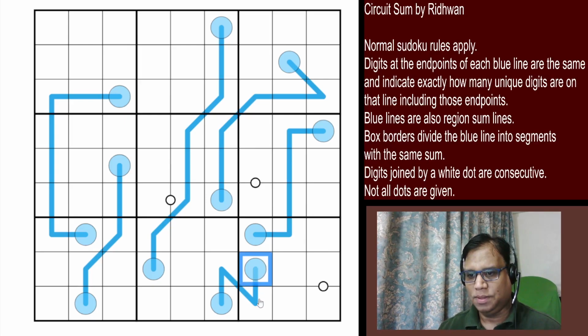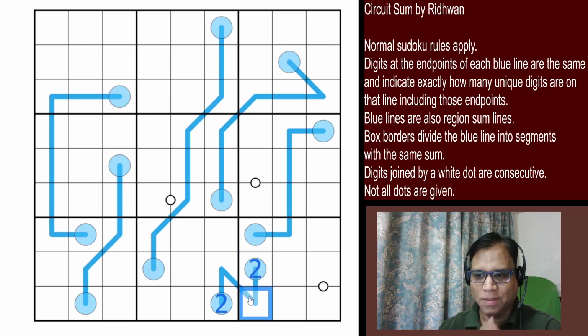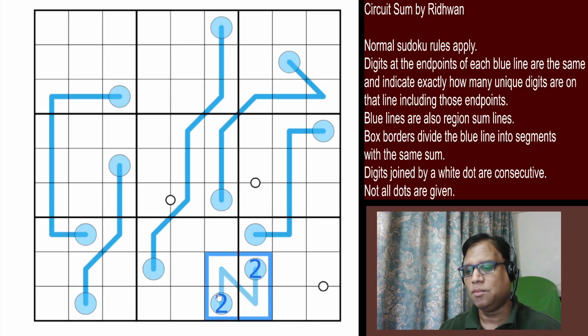And the first thing I am noticing is this one, right? Now we know that this is a region sum. That means clearly the sum of these two must be the same as the sum of these two, and we also know that these two are the same, right? And these two must be the number of unique digits on this line. So I think there are only two unique digits on this line, and so that means this must be two. That's clearly because this must be the same as this, or that, then only the sum of these two must be the same as the sum of these two. So clearly there are only two digits on this line, and these two must be the same.